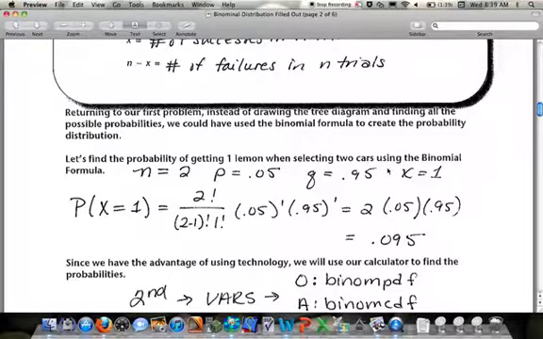So I'm trying to find exactly one lemon, so X is equal to 1. There was a sample of 2. My probability of success is 0.05. My probability of failure is 0.95. And I'm looking for a success of just 1. So I plug those things into the formula.